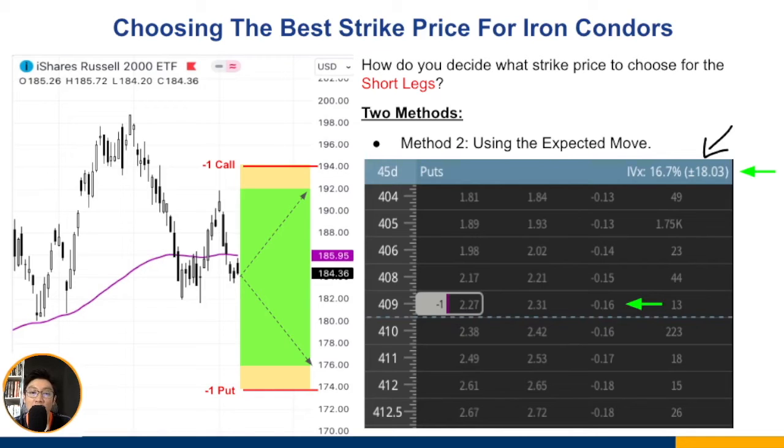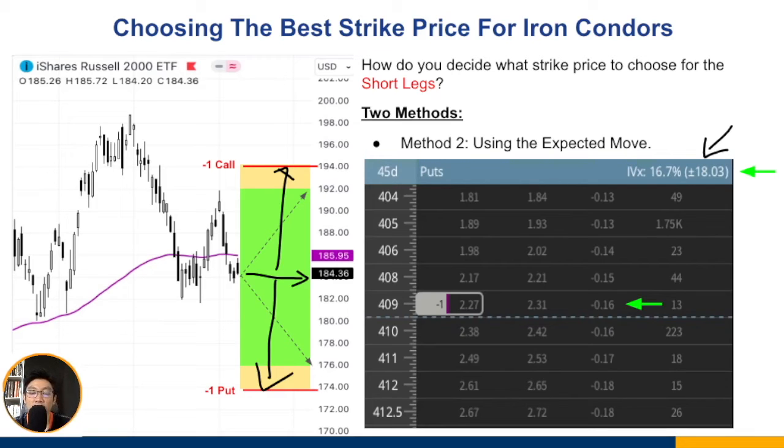You take where the current price is. So let's say the current price right now is 184.36. All you have to do is add 18 points to the top, all right, and then you minus 18 points at the bottom, and that will give you the expected range. Now, of course, this is not drawn to scale, but you get the point, right? So this is for the expected move formula.